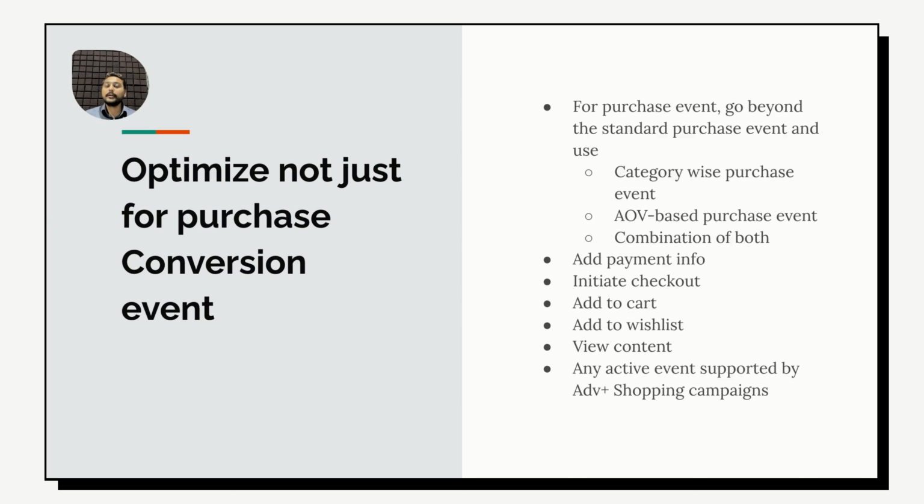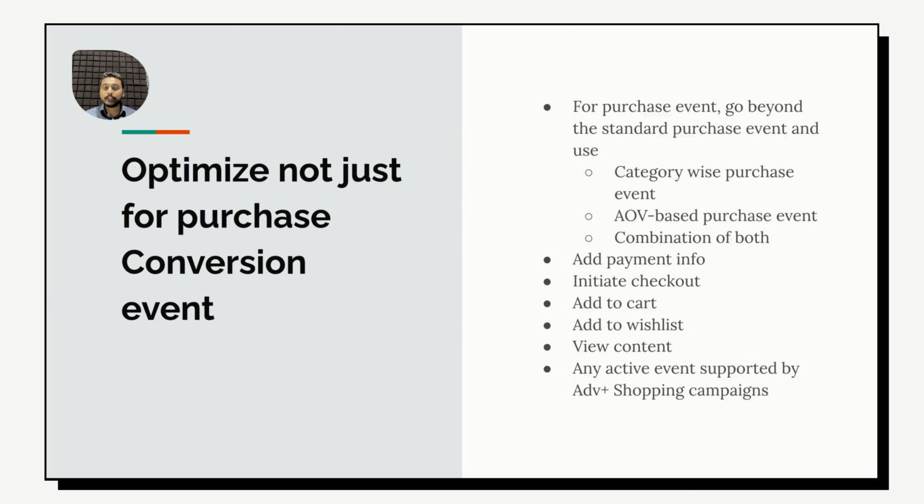So how will you optimize your Meta advantage shopping campaign using AOV based purchase event is, whenever you want more purchases of high AOV, then you need to send the same purchase event with high AOV to Meta. So when you send this, Meta will be able to optimize your ad campaign to get more high AOV purchase events. So that is how you will be doing. Now you can go further and use a combination of both. You can use a combination of category and high AOV. For example, shirts category with high AOV purchases. So that's the combination you can use.